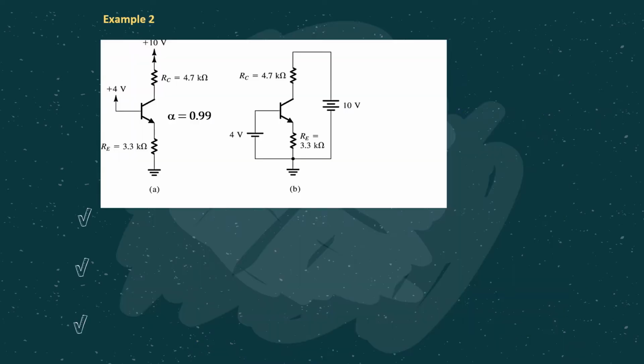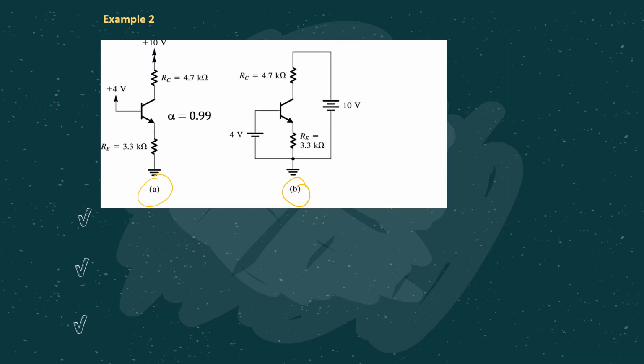Now let's have a look at example 2. As can be seen from this circuit, we are supposed to calculate for all the currents and the CE voltage. All the resistor values are given, but first thing first, you have to draw the complete circuit. Then only we can see where is the BE loop, where is the CE loop. Okay, so figure B actually shows the actual connections with a complete circuit connection.